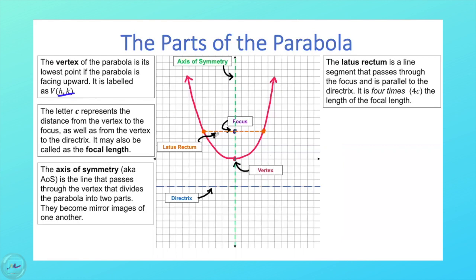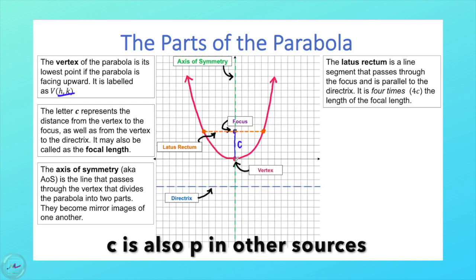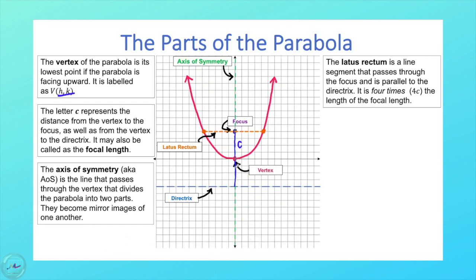An important part also of the parabola is its distance from the vertex to the focus, which is called the focal length. And that distance is represented by the letter C. So we're talking about this distance. That's C units. That's C distance. It's also the same distance, based from the definition, from the vertex to one of the points on the directrix.